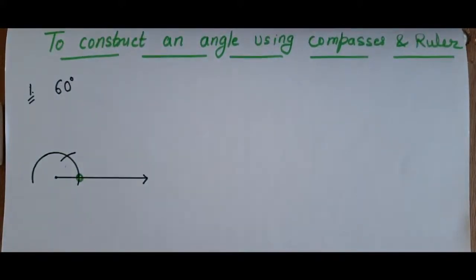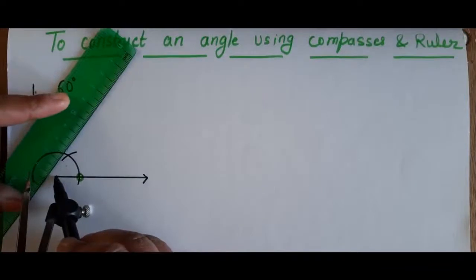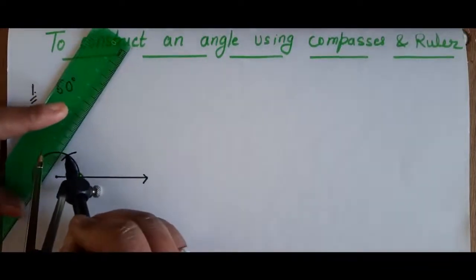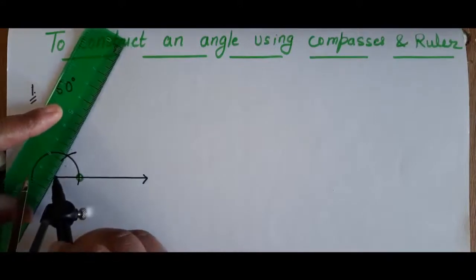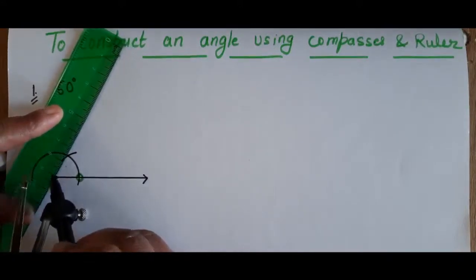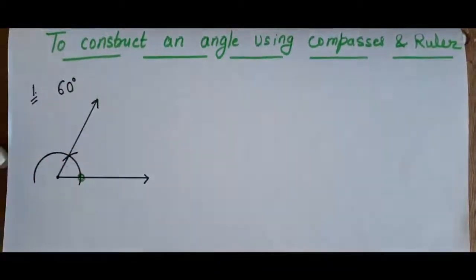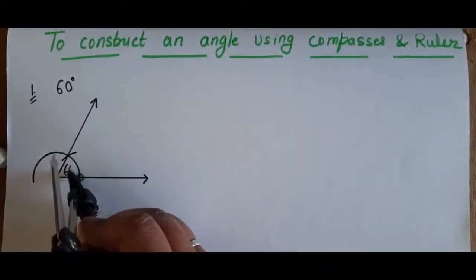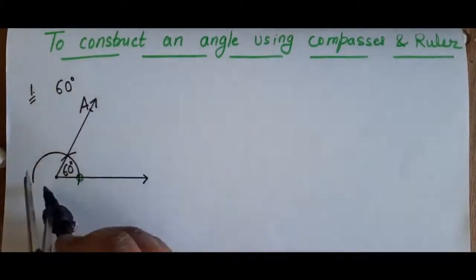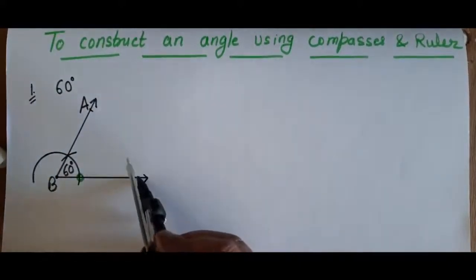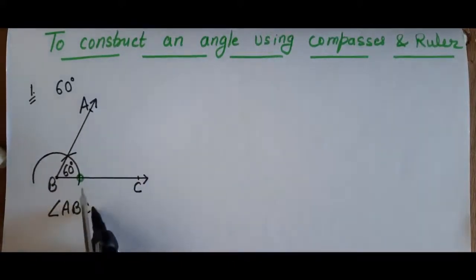Right, now join the point by this point you got after cutting the arc. Now join these 2 points and you will get an angle of 60 degree. This is angle of 60 degree and you can name it angle A, B, C is 60 degree.